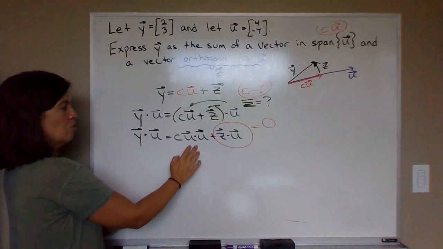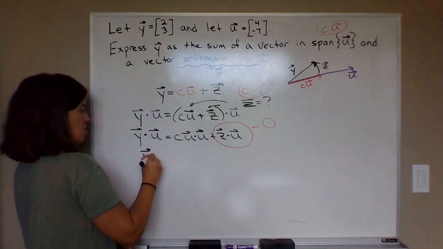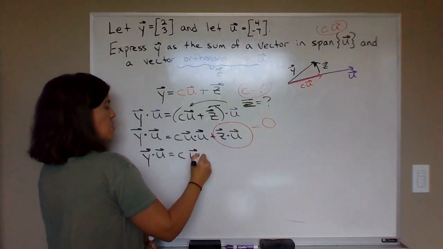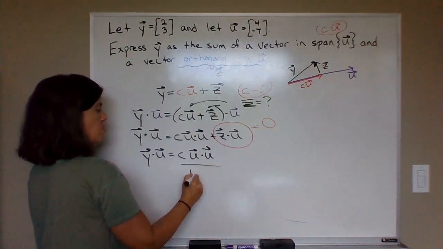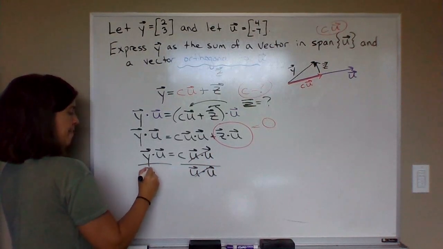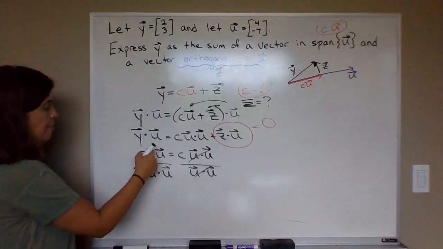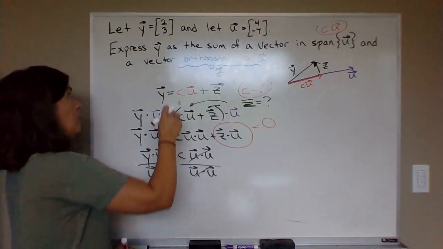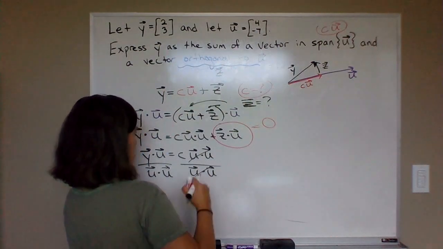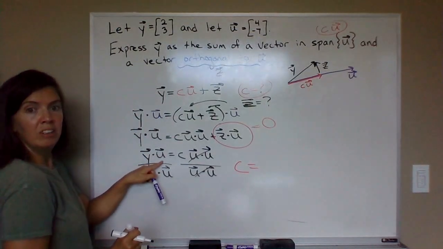And so now to solve for the scalar c, we can just divide. Let me write this equation. Y dot u is equal to c times u dot u. And so now we can divide both sides of that equation by u dot u. This is gone. And there we go, so there's our formula for c. Now the vectors y and u were actually given here. We have values.